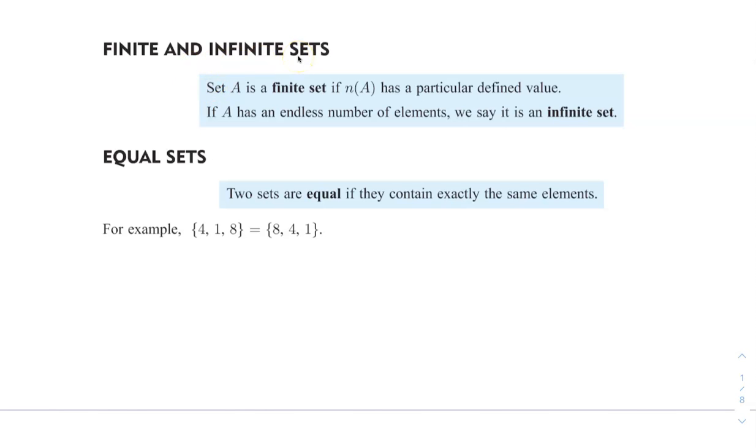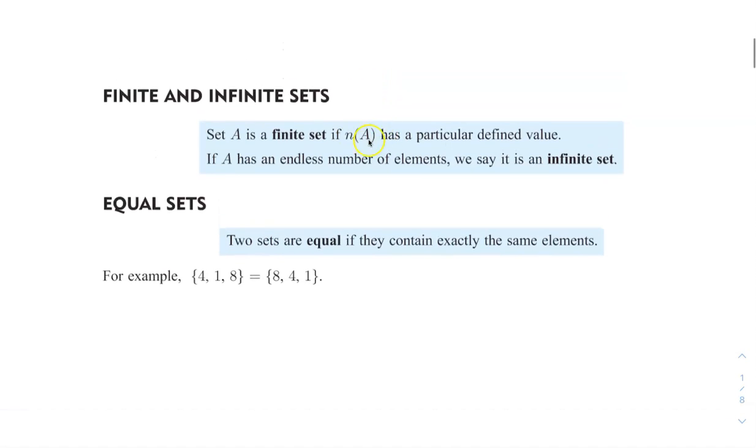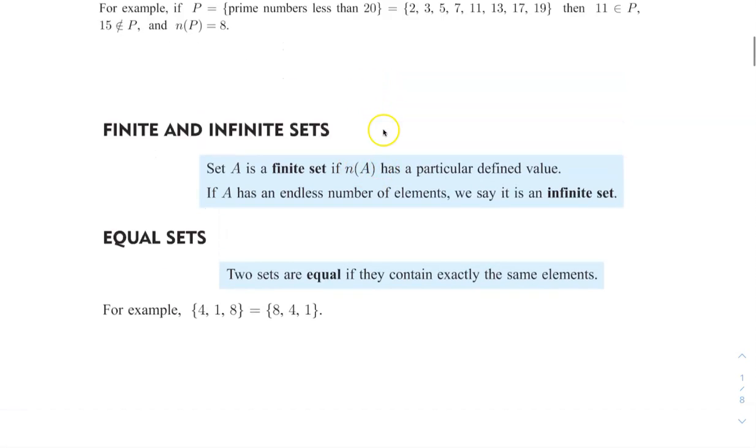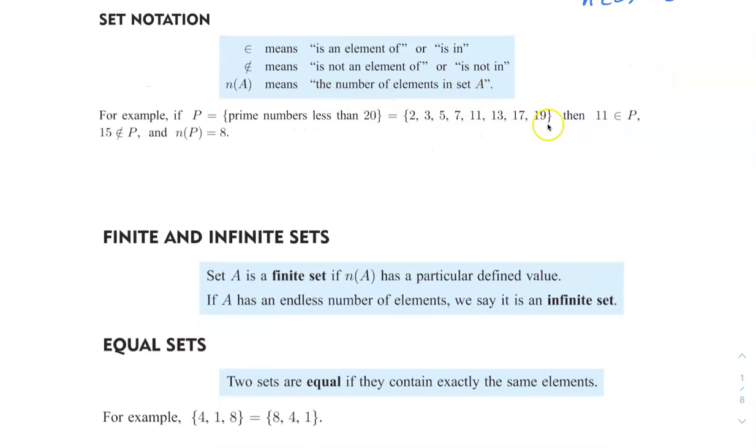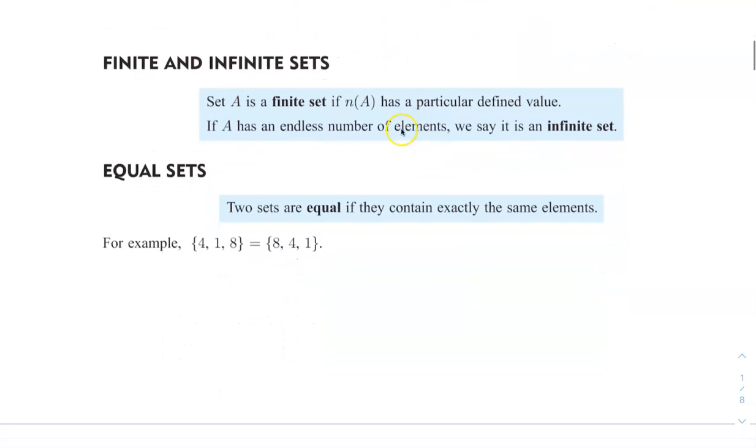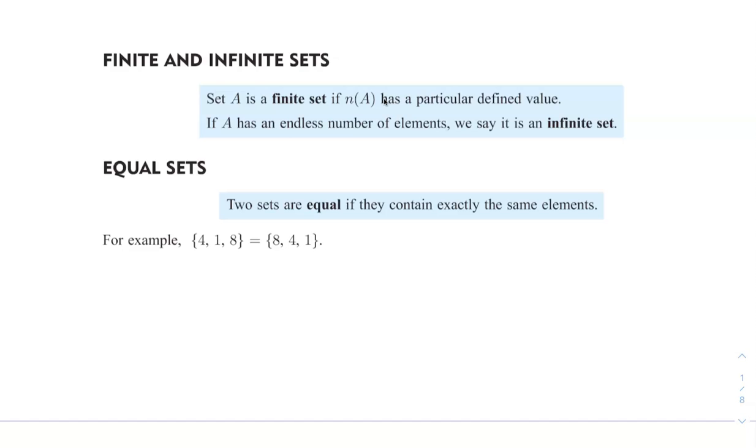Finite and infinite sets. A set A is a finite set if it has a particular defined value, right? If I put a number here, and I actually get a number, like we did here with 5, it's a finite set. There's a certain number for it. Prime numbers less than 20: you can actually count them. It's 8. So it's a finite set. If it doesn't have a particular value, we call it an infinite set.